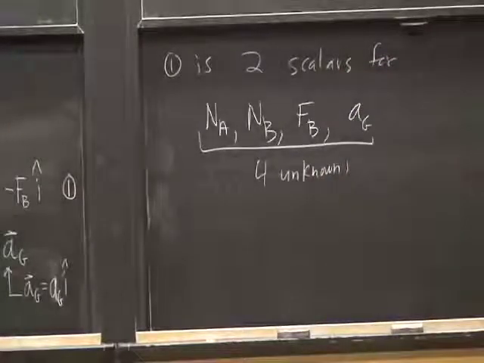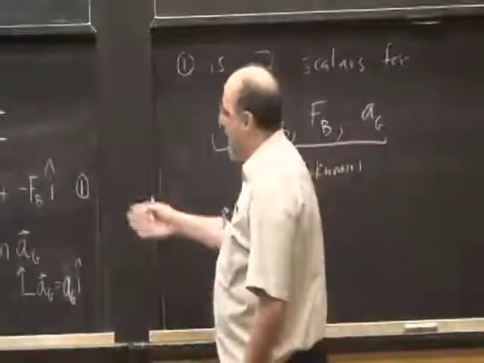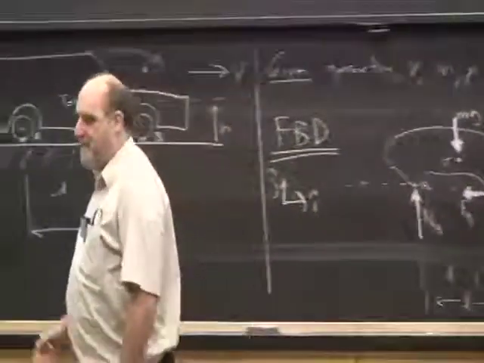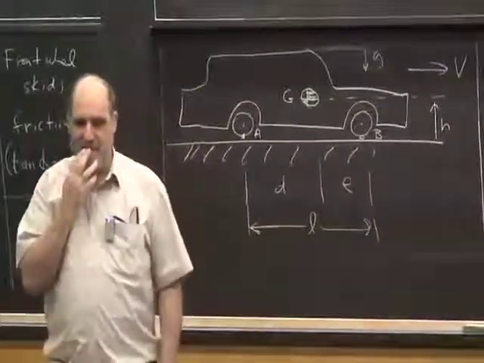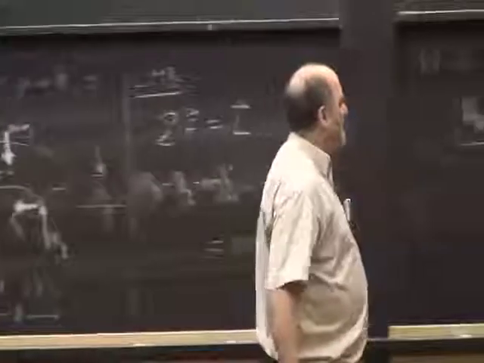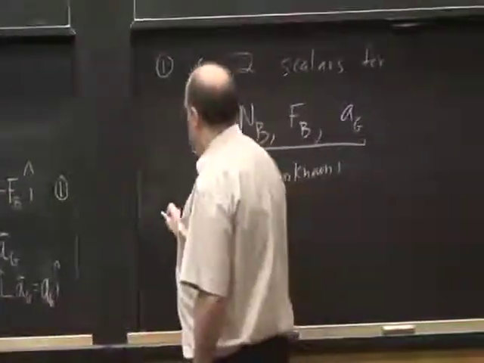What do I mean by two equations? I mean take this equation and dot it with i and dot it with j. Or dot it with any two non-parallel vectors you like, you get two independent scalar equations. Okay, so we need more equations. What else do we have?